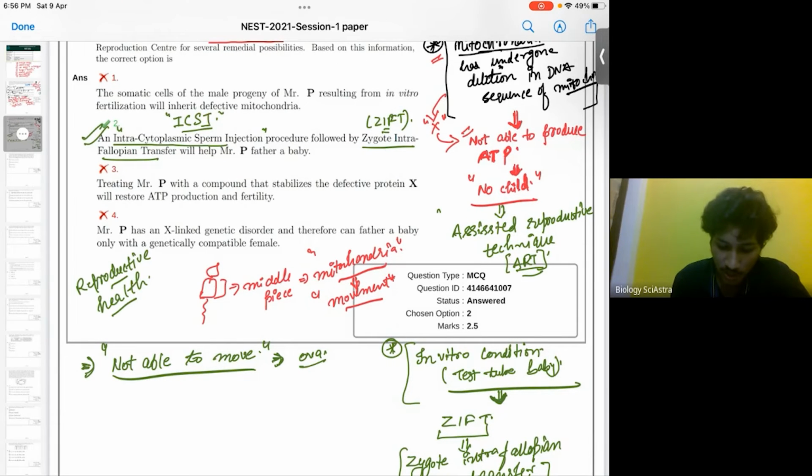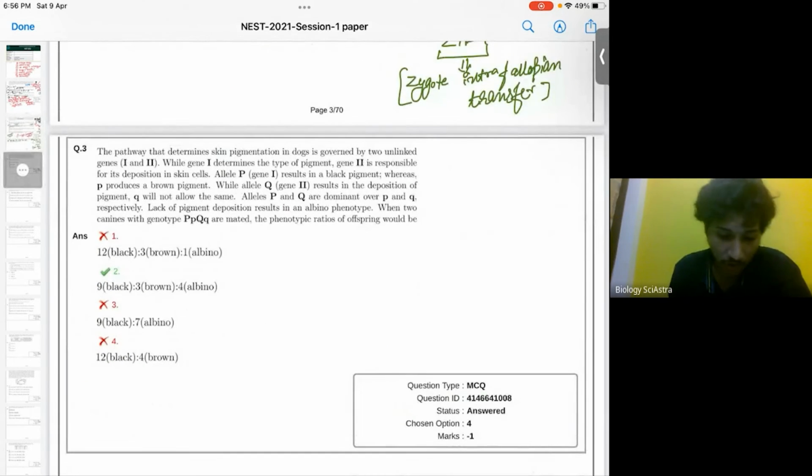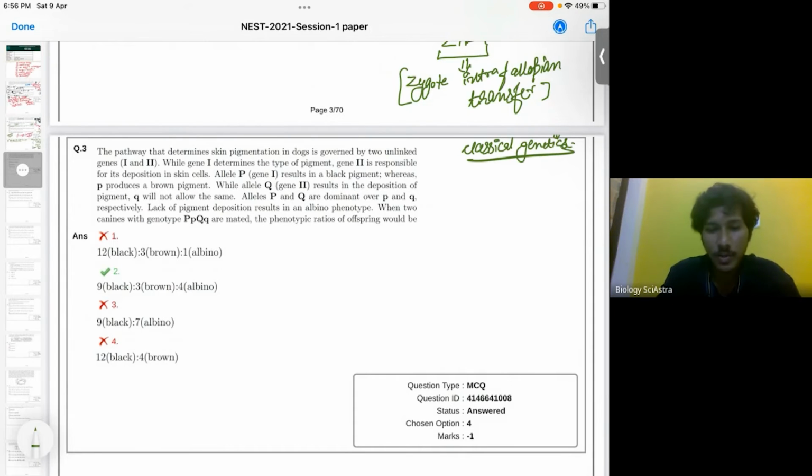Now let us move on to the third question. So the third question is linked with which chapter? Genetics, or more appropriately, classical genetics. So if you have read about Mendel and Mendelian laws, then you will surely be able to do this question. Now let us see what the question says.